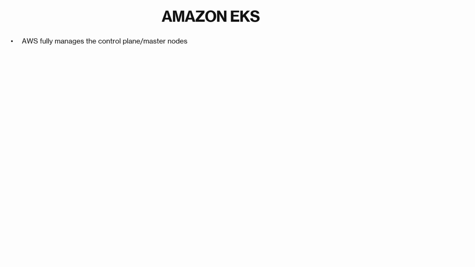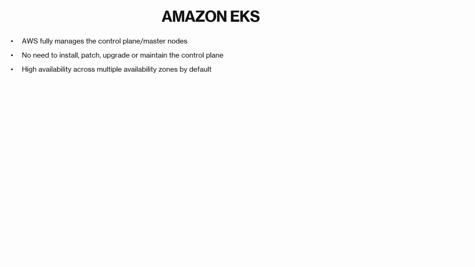Now let's take a look at Amazon EKS. What are its advantages? The main advantage is that AWS fully manages the control plane, the master nodes. Second thing, no need to install, patch, upgrade, or maintain the whole control plane. It is done automatically by AWS. And third thing is it is highly available across multiple availability zones by default.